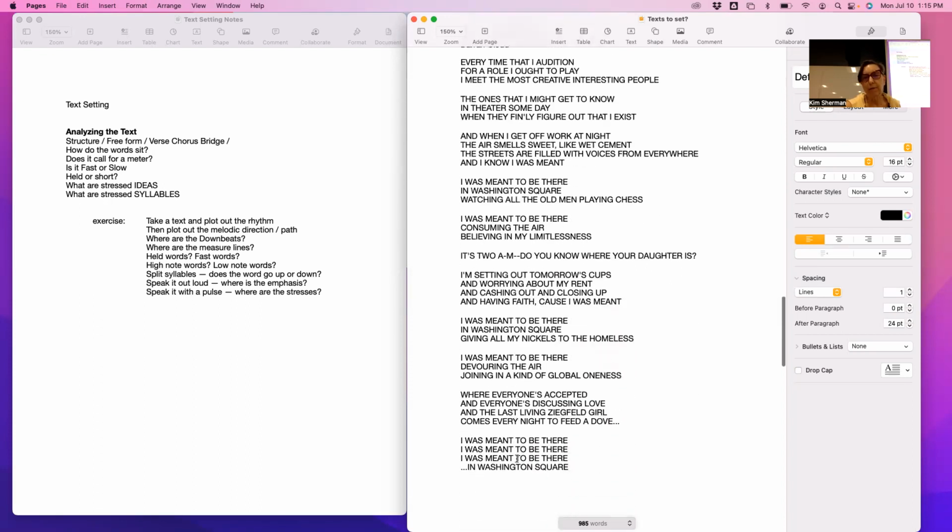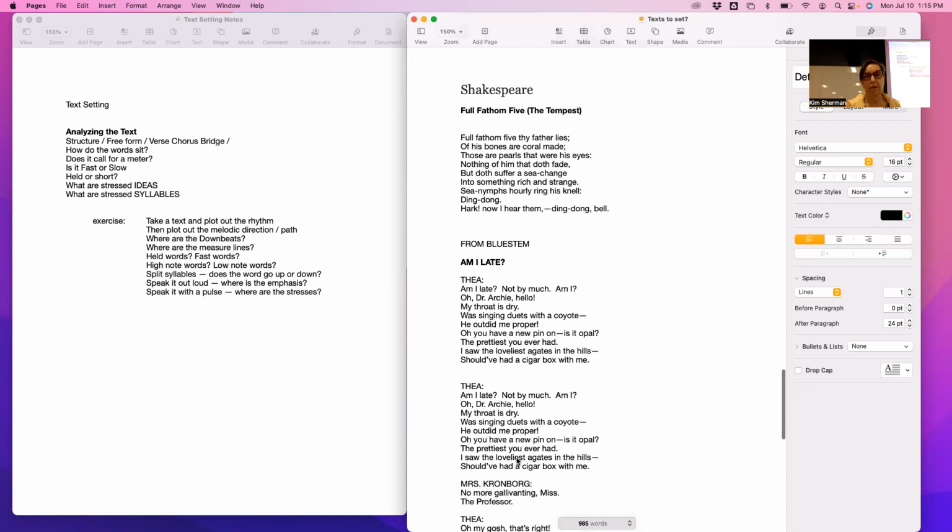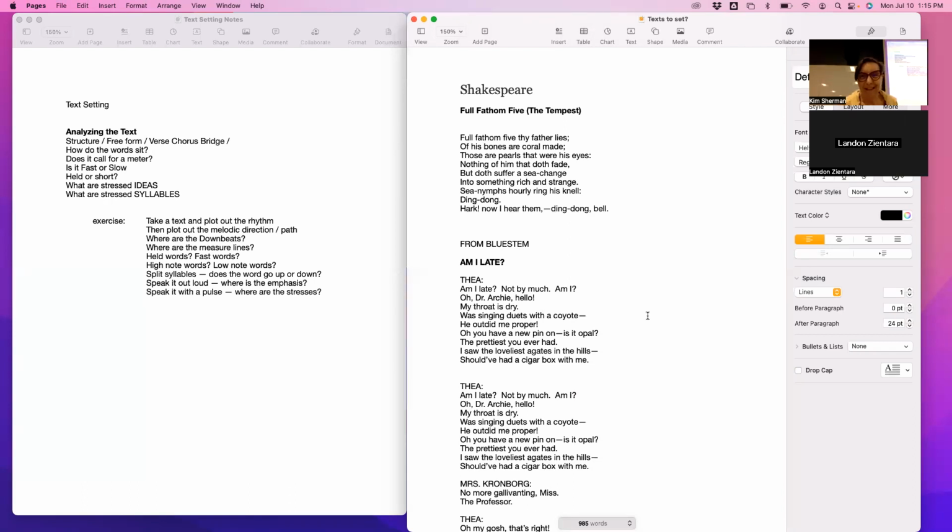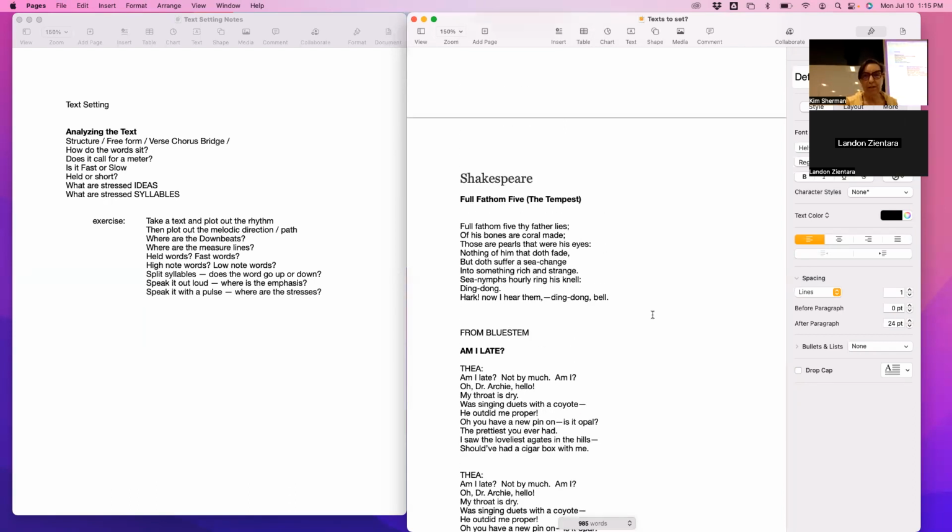Let's look at the next one. Oh, that's one I wrote. Shakespeare. Hi, Landon. Shakespeare. This is from The Tempest. It's a song. It's a sad song.